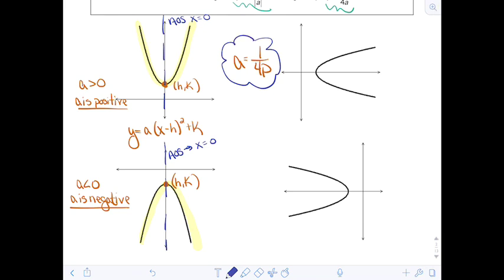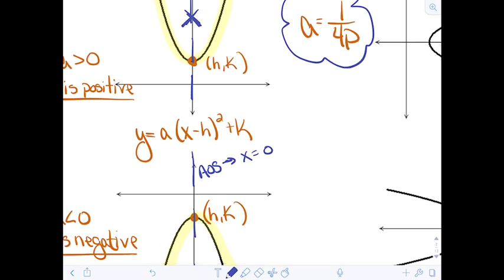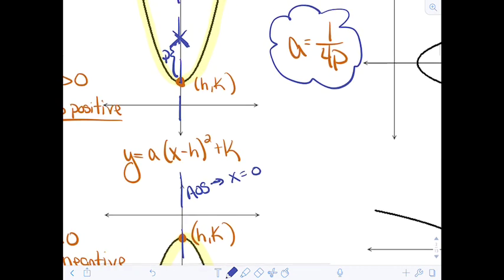The focus, guys, always lies on the inside of the parabola, but it is on the axis of symmetry. So for example, in the top one, my focus could be right here, on the axis of symmetry, somewhere inside the parabola. Now watch closely. The distance from the vertex to the focus is referred to as p, and it will be the same p that we use in this formula on the right, a equals 1 over 4p. This represents a distance from the focus to the parabola, the vertex.